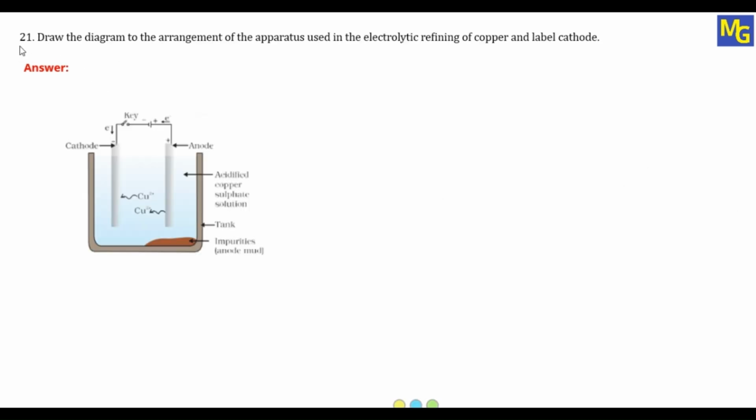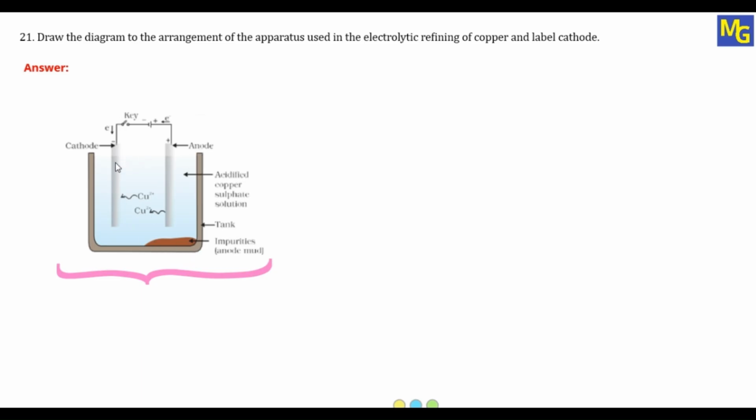Now the next is question number 21. Draw the diagram of the arrangement of the apparatus used in the electrolytic refining of copper and label cathode. So you have to draw the diagram of electrolytic refining of copper. What is electrolytic refining? This is the method used in metal extraction where we can get 100% pure metal. So this is the diagram from the NCERT book. This is nothing but an electrolytic cell.